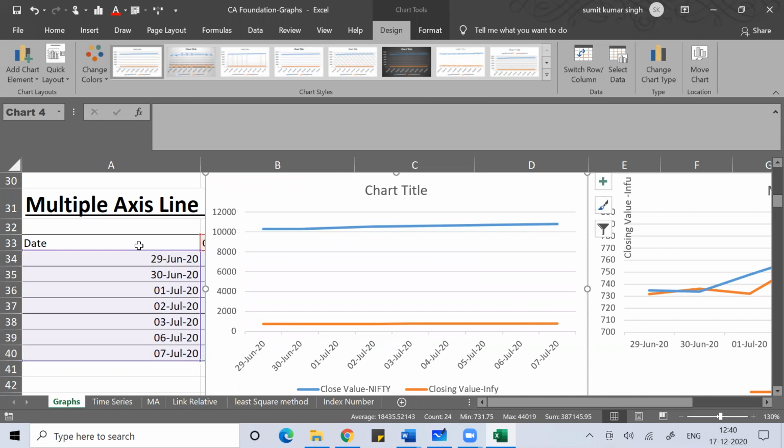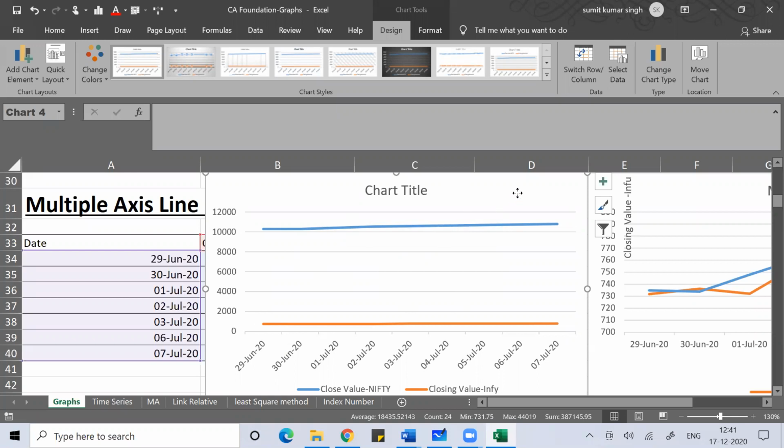What is the problem with this graph? There's no problem with the graph. Mathematically, nothing's wrong, but logically, I'm not getting what I'm expecting, because I wanted to analyze them. Nifty is in 10,000, so this would be somewhere here. The stock is 700, so it is here. So there's no way I can analyze them.